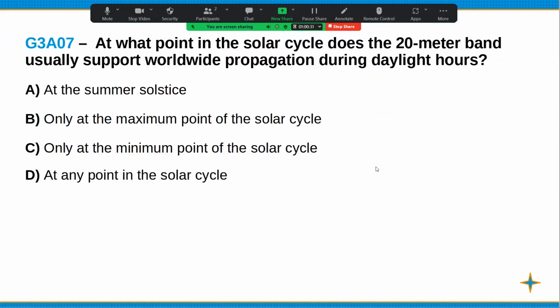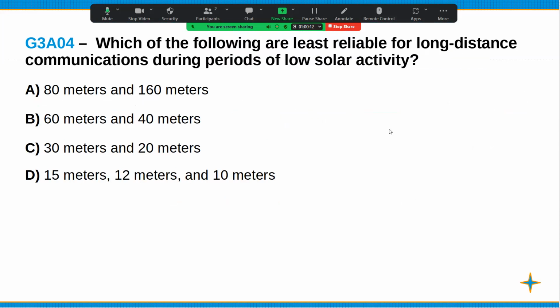Okay, at what point in the solar cycle does the 20 meter band usually support worldwide propagation during daylight hours? At any point in the solar cycle, supposedly. Which of the following are least reliable for long distance communications during periods of low solar activity?